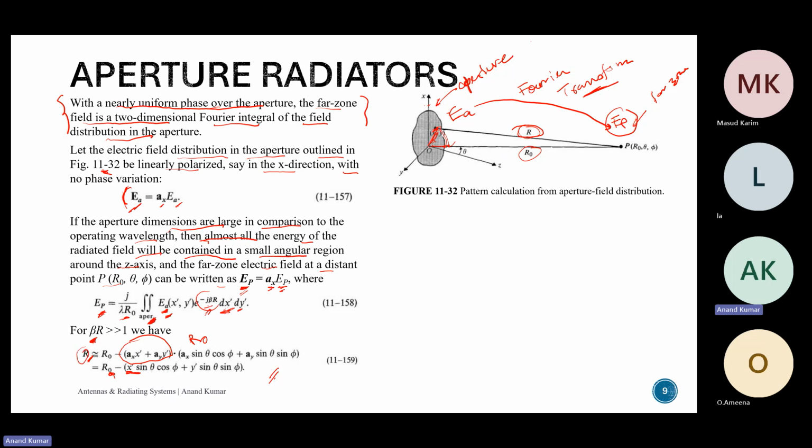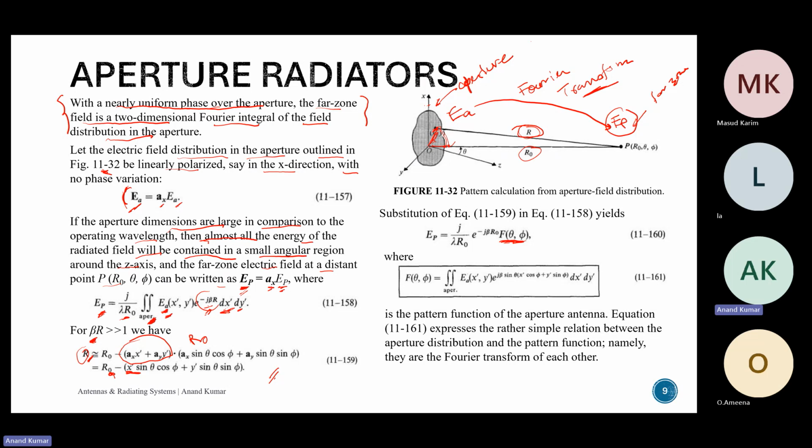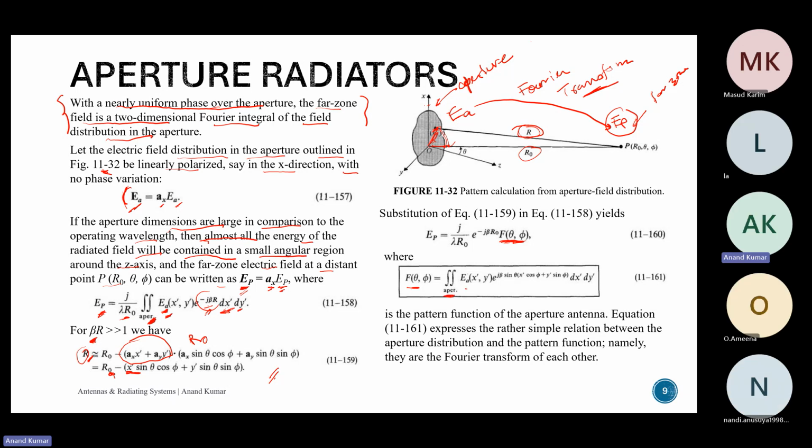We'll substitute that in 11.58. Upon doing that, we have replaced the integral term with f(theta, phi), which is the field distribution and the pattern function. The pattern function is given as the closed integral over the aperture of the electric field at the aperture, and exponential of j beta sin theta (x' cos phi plus y' sin phi). So now we have the expression for the pattern function, and we can use this under specific cases to get the radiation pattern.